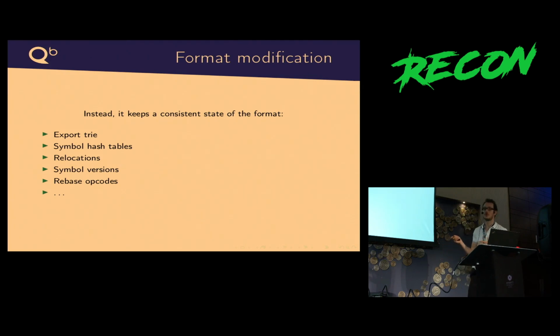Same for the ELF format. When we add symbols and so on, we keep a consistent state of the symbol hash table and so on. And it enables very strong modifications. In the latest test, we were able to add a lot of load commands in the Mach-O format. We can add an unlimited number of dependencies in the ELF format, which is not very trivial.